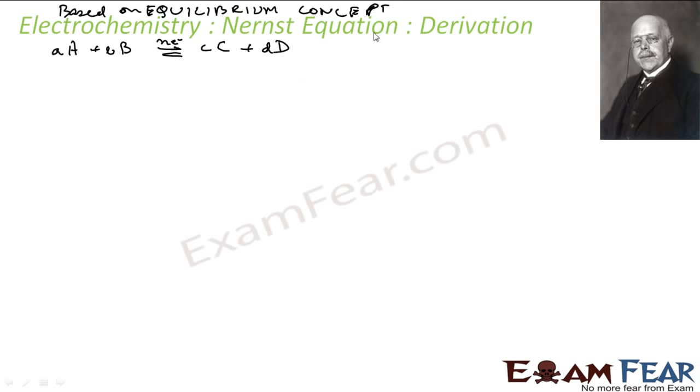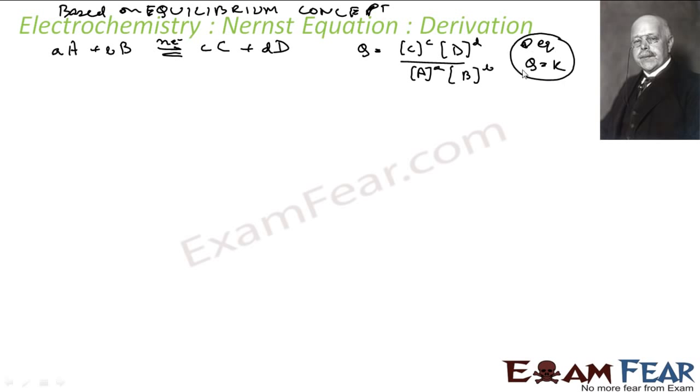Right? So at any point of time, if I want to find Q, it is nothing but concentration of C to the power c, into concentration of D to the power d, divided by concentration of A to the power a, concentration of B to the power b. That is the value of Q at any point of time. And at equilibrium, we know that Q is equal to K. So K is nothing but the value of Q at equilibrium.